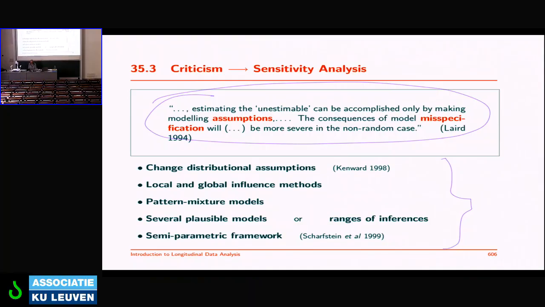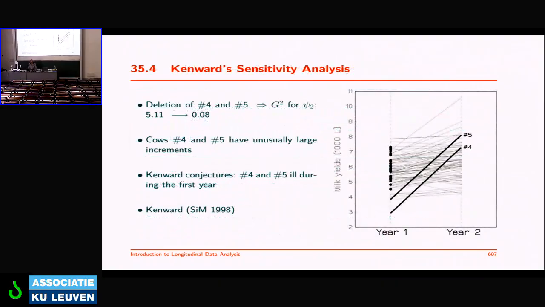Change the distributional assumptions. For example, who says that the missing measurement is normally distributed? Maybe it follows a t-distribution. Influence methods can be used. Change the model framework. Go from selection model to pattern mixture, for example. Go semi-parametrically. Consider ranges, etc. And a few of those will be highlighted here.